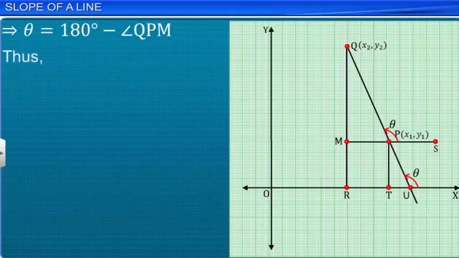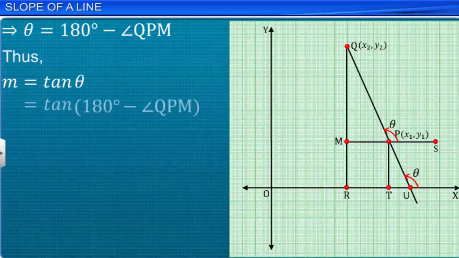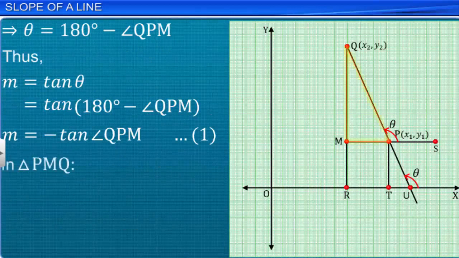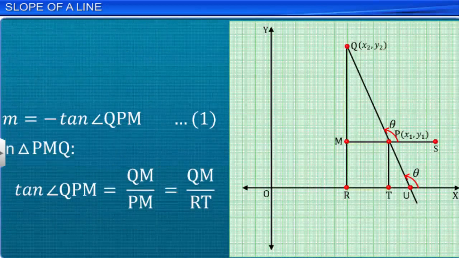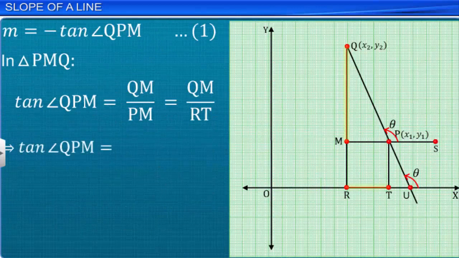Thus we get the slope m of the line is equal to tan theta, which is equal to minus tan of angle QPM. Let this be equation 1. In right-angled triangle PMQ, tan of angle QPM is equal to QM upon PM, or QM upon RT, since PM is equal to RT. Putting the values of QM and RT in terms of the coordinates of P and Q, we get equation 2.